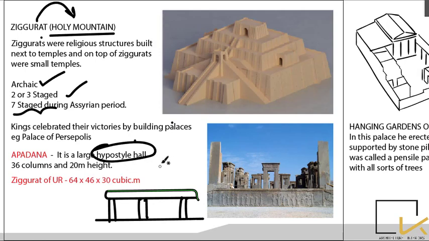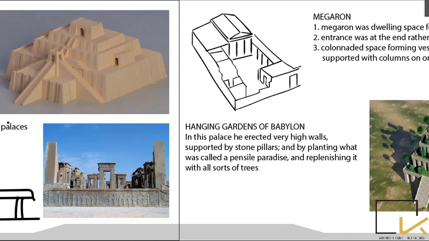The basic hypostyle hall was seen in the Near East period, but the main hypostyle hall was developed during Egyptian architecture. The ziggurat of Ur is a famous example of a ziggurat whose dimensions are 64 by 46 by 30 meters in height.